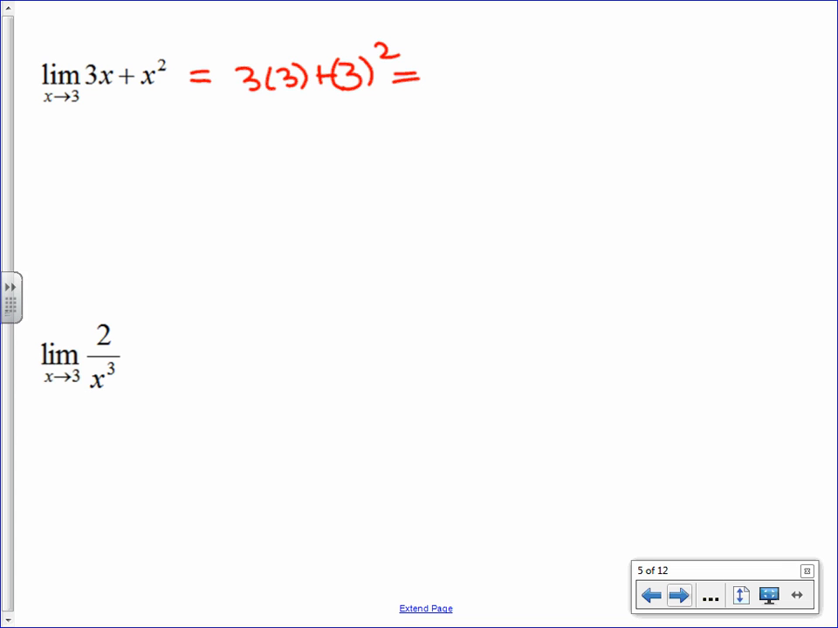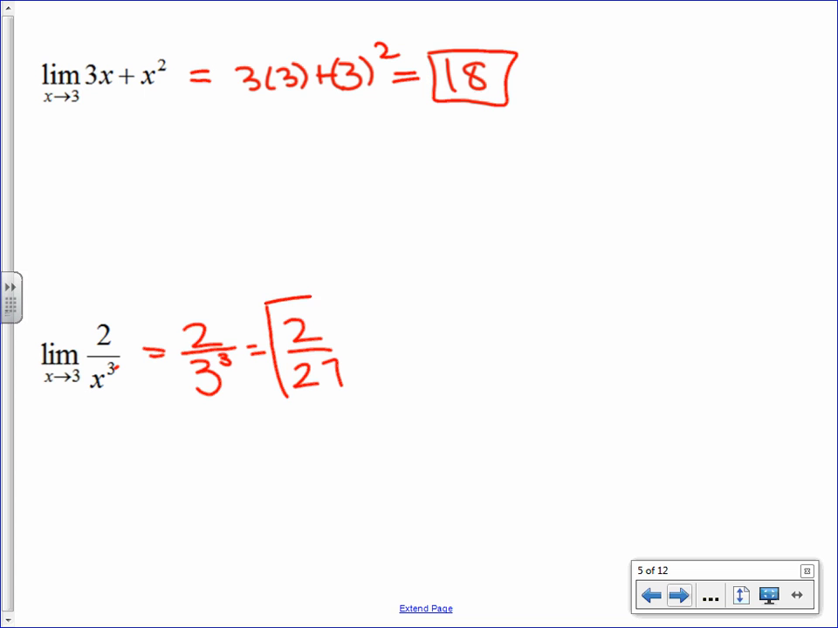And our limit is what? 18. Done. Okay. Here, I have a rational function. Does 3 make my denominator 0? No. Then we can use direct substitution. 27. 27. Okay.